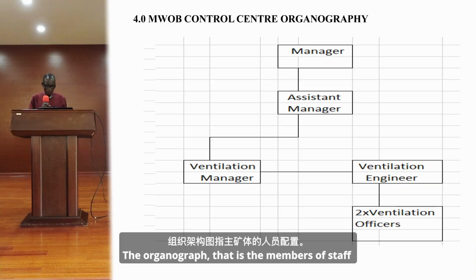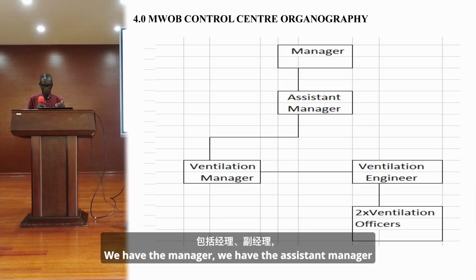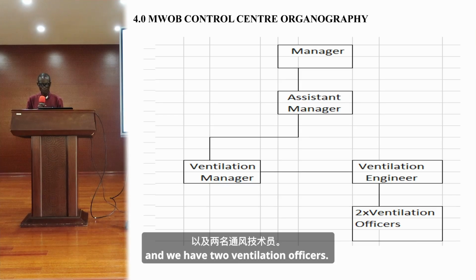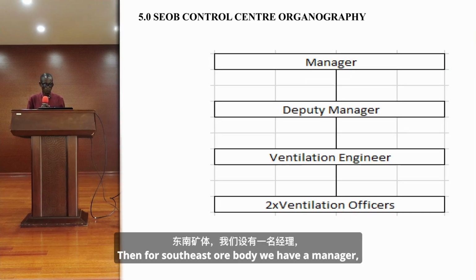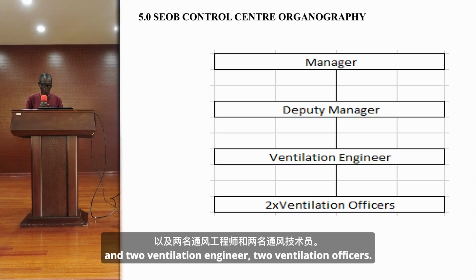The organogram, that is the members of staff which we have at the main body. We have the manager, the assistant manager, the ventilation manager, the ventilation engineer, and 2 ventilation officers. Then for southeast body, we have a manager, a deputy manager, a ventilation engineer, and 2 ventilation officers.